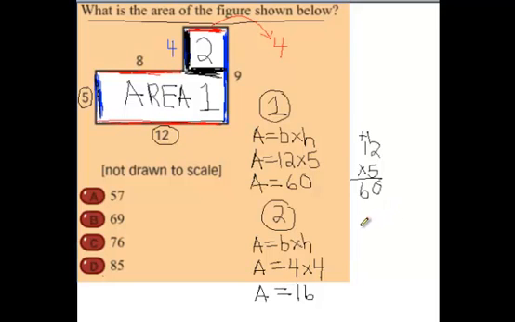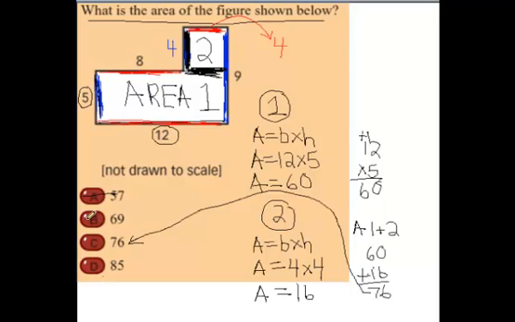Our final step, the area of 1 and 2 together. The whole thing is going to be 60 plus 16. Again, I haven't even looked at the answer choices yet. I'm so confident in my math skills that it's going to be there. 76. Let's go on over. There it is. Cross this out, cross this out, cross this one out. 76 is our answer.